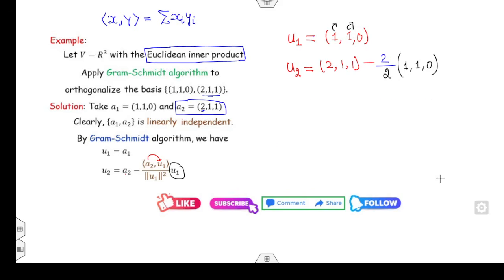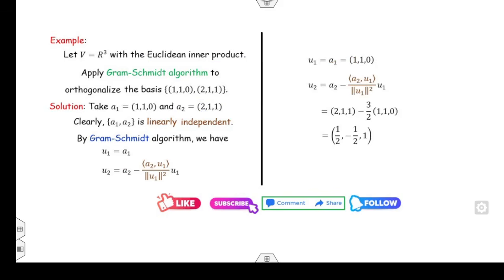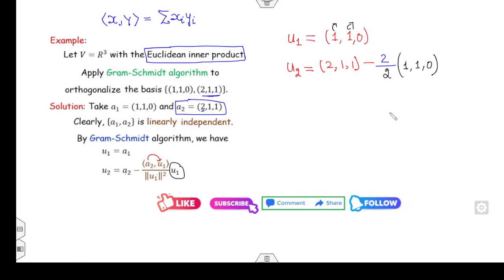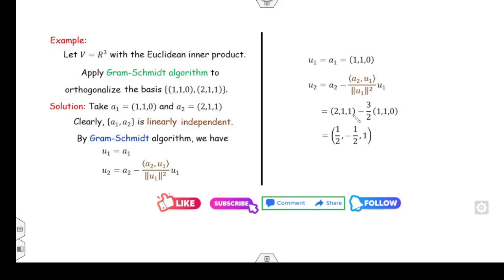You will get, is it a 3? Can you calculate again A2 and U1? What is A2 dot U1? It's 2 plus 1 plus 0. That's 3. Sorry, that number is my 3. Fine. That's a calculation, you can do it on your own. So that number is my 3. Now you can do it.